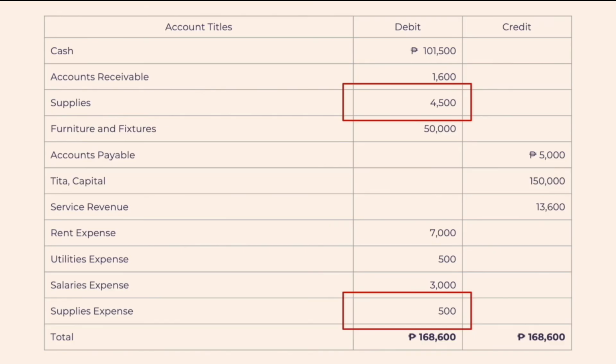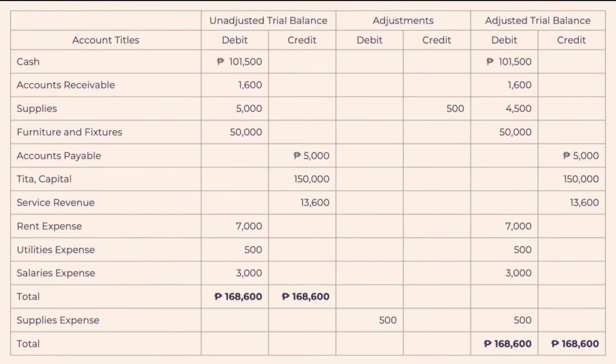First column includes unadjusted trial balance. Second column, adjusting entries. Third column, adjusted trial balance. Fourth column, income statement. And fifth column, balance sheet. Let's take a look at the first 3 columns of the worksheet with our salon business example. As you can see, we have unadjusted trial balance, then the adjustment entries, and then the adjusted trial balance.